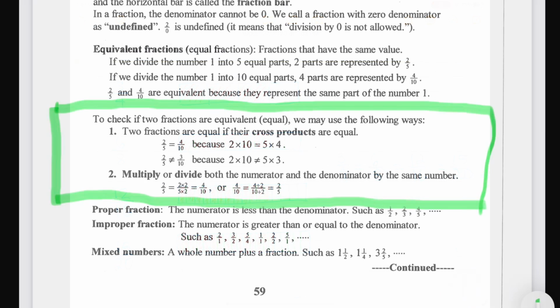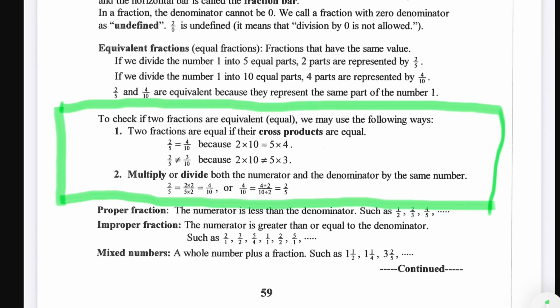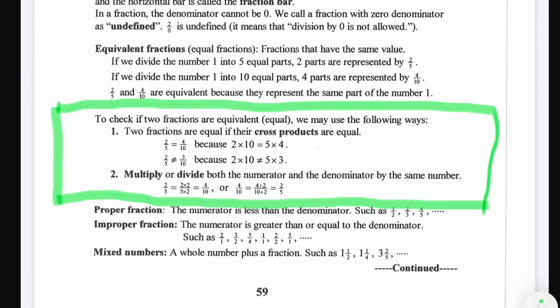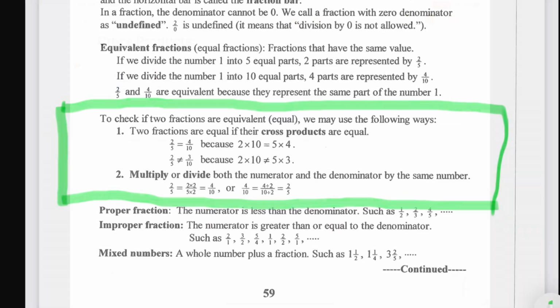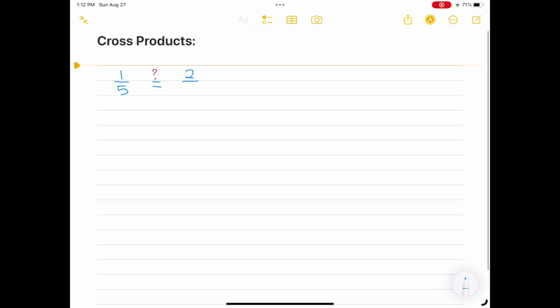To check if two fractions are equivalent or equal, we may use the following ways. Two fractions are equal if their cross products are equal. So we take the fraction 1/5 and we check to see if it's equivalent to 2/10. We perform a cross product. That is, we take the denominator of one fraction multiplied by the numerator of the opposing fraction. And if those products are equal, then the fractions are equal. So 10 times 1, is that equal to 5 times 2? 10 does equal 10, so therefore 1/5 is equal to 2/10.